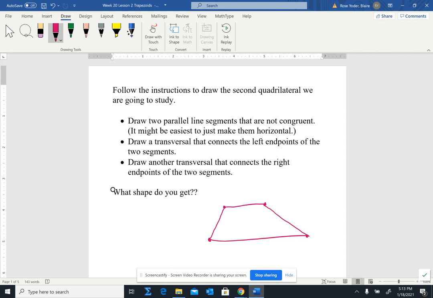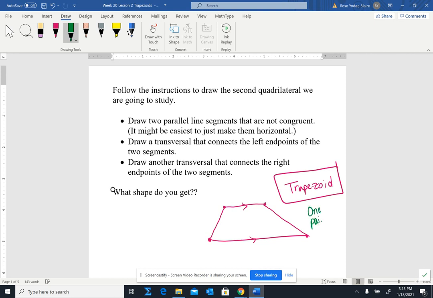Connect the dots. What shape do we get? Well, if those lines are parallel, then this shape that we got is a trapezoid. So the definition of a trapezoid is it has one pair of opposite sides that are parallel. Parallelograms had two pairs of opposite sides that were parallel. So let's write that down also.